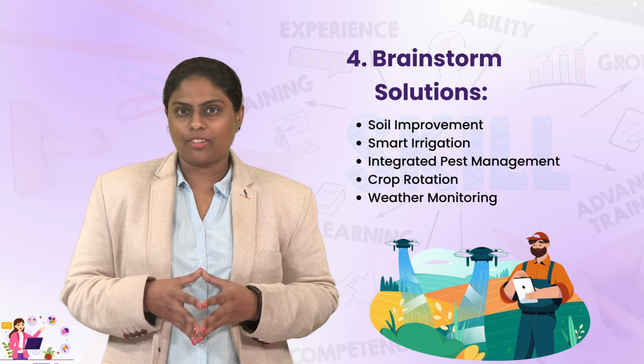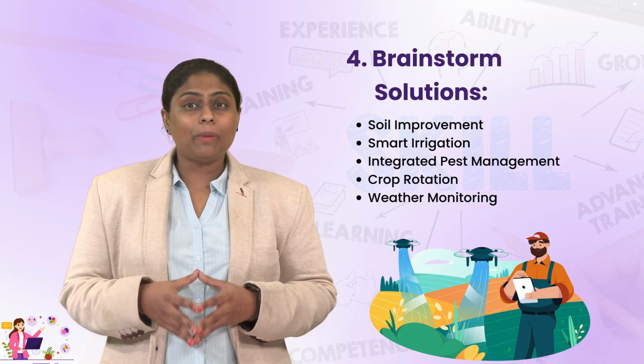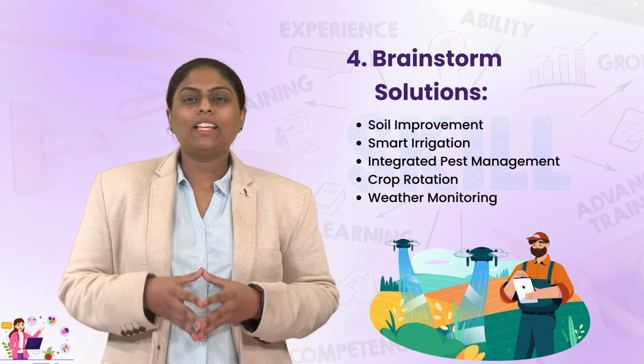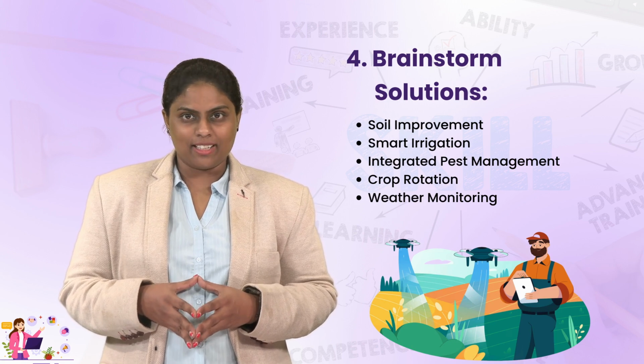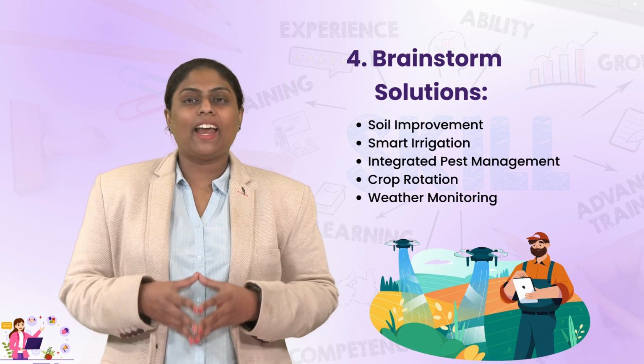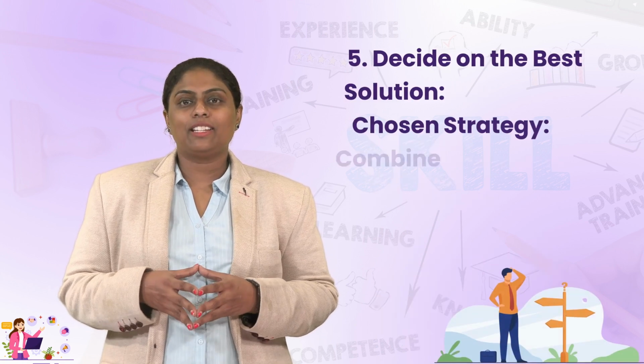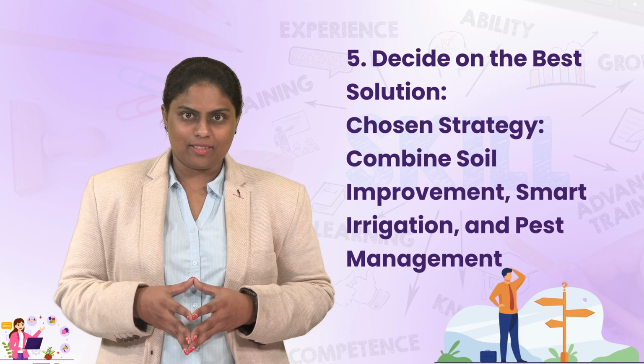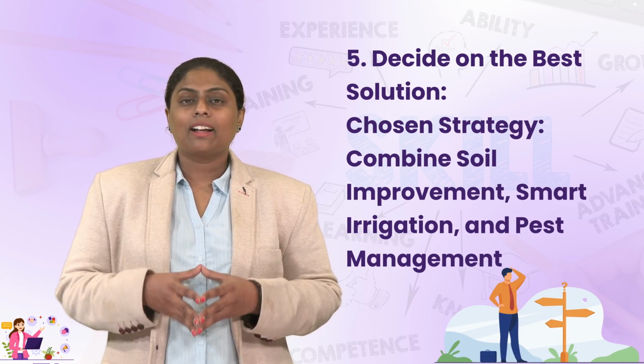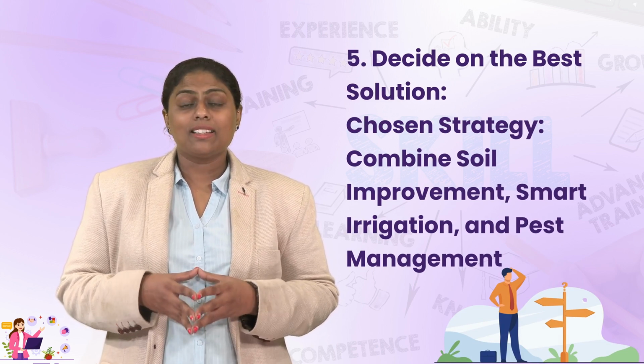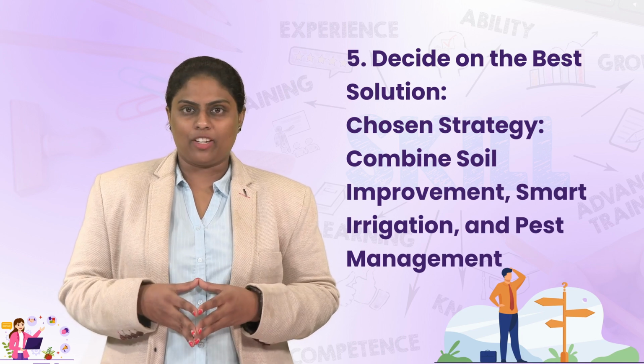Crop rotation. Alternate wheat with legumes to maintain soil health. Weather monitoring. Use IoT sensors to track soil moisture and weather conditions. Fifth is to decide on the best solution. Chosen strategy is to combine soil improvements, smart irrigation, and pest management.